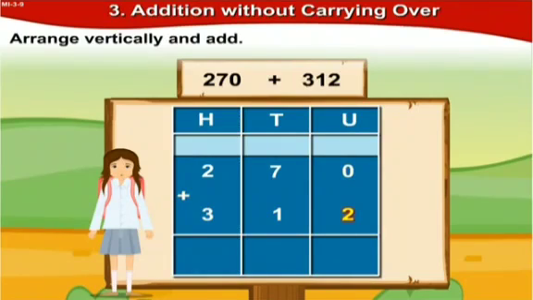0 units plus 2 units is 2 units. 7 tens plus 1 ten is 8 tens. And 200 plus 300 is 500, which means the answer is 582.